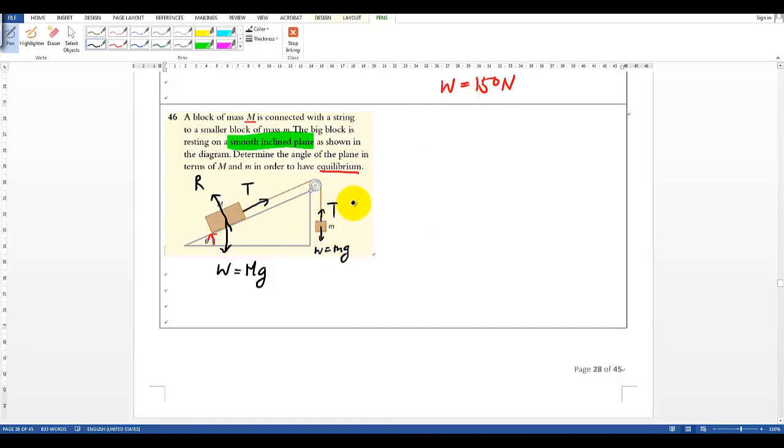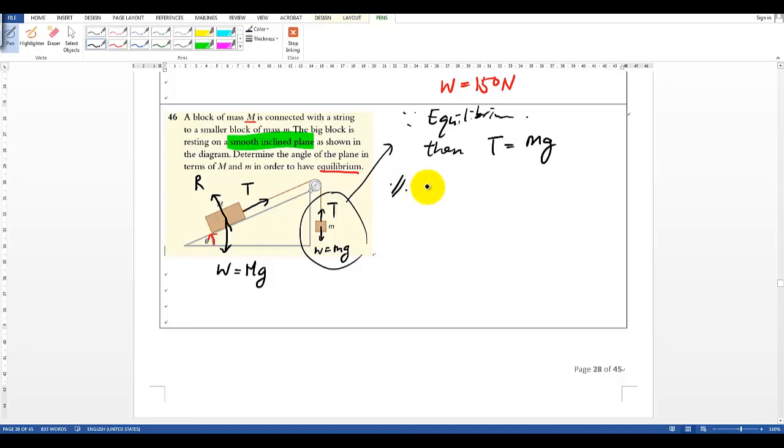So from the small box, we can already tell that T should equal, because the whole thing is in equilibrium, then tension equals small mg. This is something that we know already. At the same time, if you look at the bigger block, you can say actually I have no idea, but I'll just state what we can say.